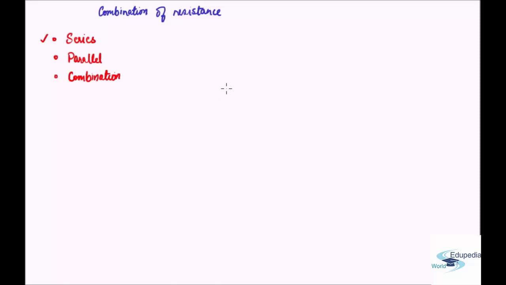Now suppose we have a circuit like this. We have a battery. For the case at hand, while understanding series and parallel and combination of resistance, we'll ignore the internal resistance of the battery just for understanding sake. Okay, now what we'll do is we attach a resistance R1 and we attach another resistance R2. This is my complete circuit. This is positive terminal, negative terminal.